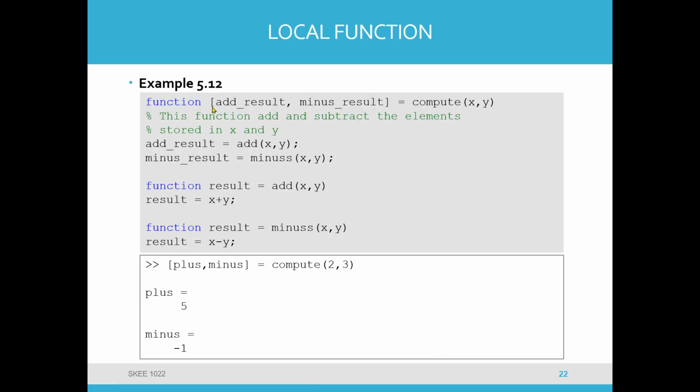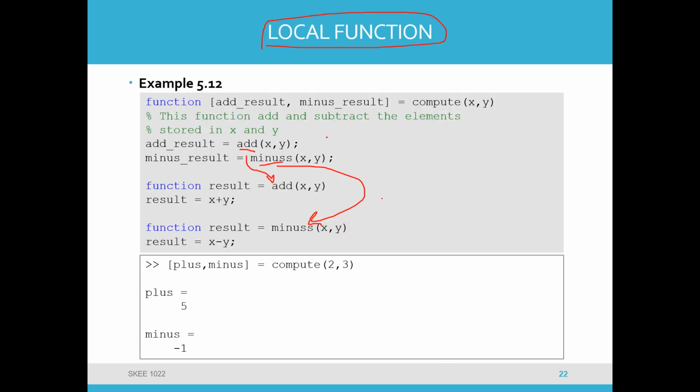Okay, you can see here you have a main function called compute. This one can be called outside the program, and this is the local function. Results is equal to add x and y, so it will call this function. You can see here, this is the function name, and it will call this one. Minus will call this one. So basically there is a function inside the function. It's called a local function. Try to understand this.